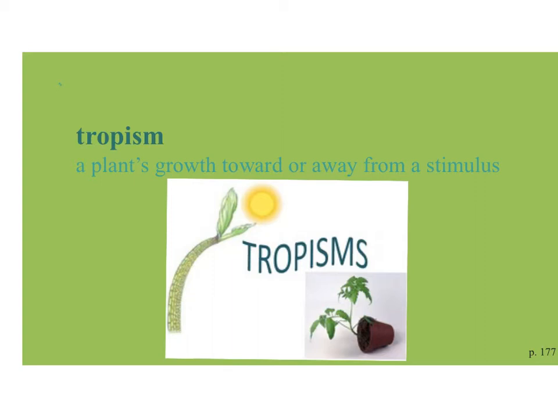And then you see where it's growing away from the stimulus, which we'll get to here in just a second. So growth toward the stimulus is called a positive tropism. We'll get to that in just a minute. And away from the stimulus is called a negative tropism. Okay? First, we're going to talk about stimuli.